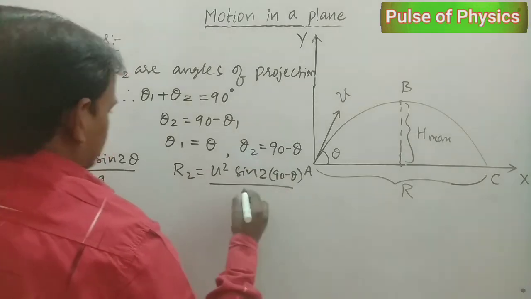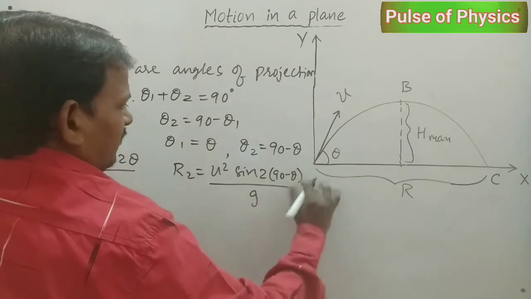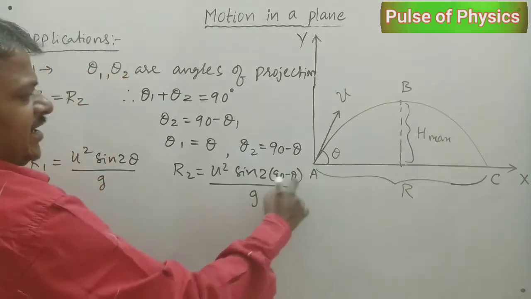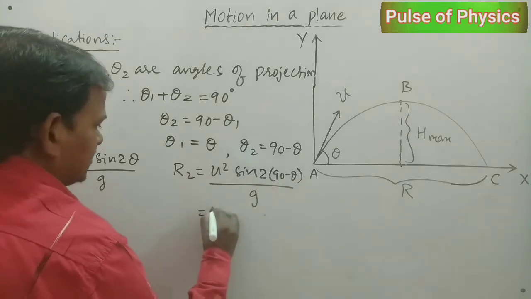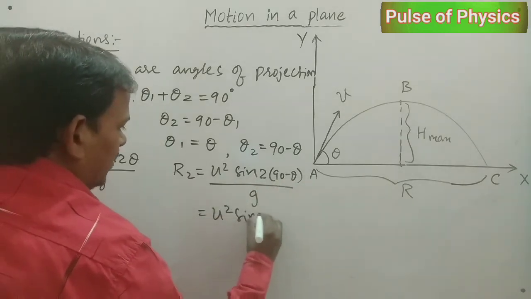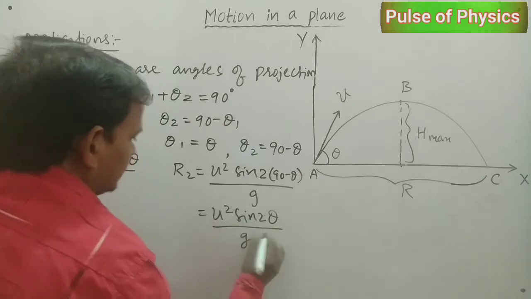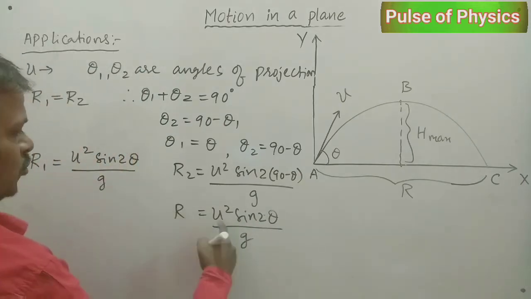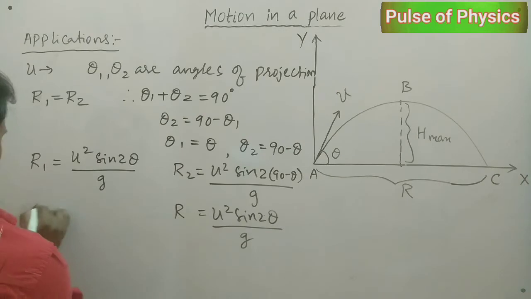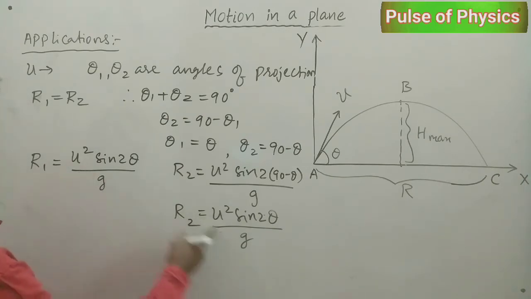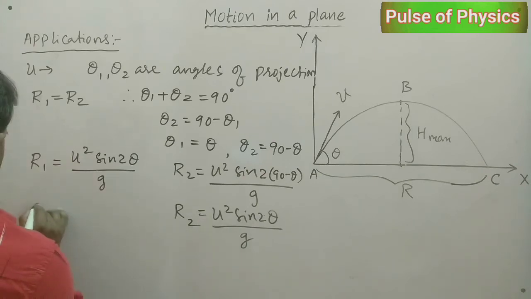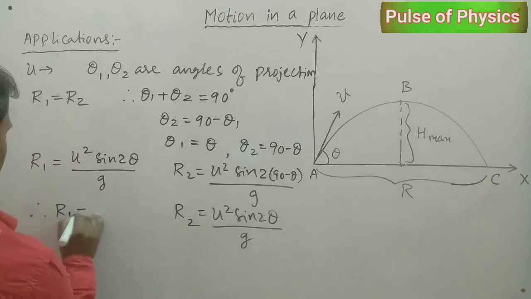So this is sine of 2 into 90 minus theta, sine 180 minus 2 theta, it is sine 2 theta only. That is u square sine 2 theta by g. R1, same values we got. Therefore, R1 is equal to R2.